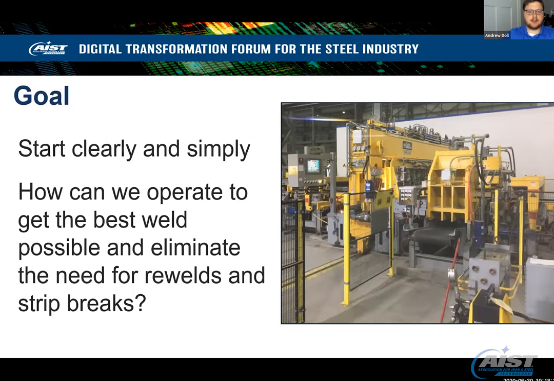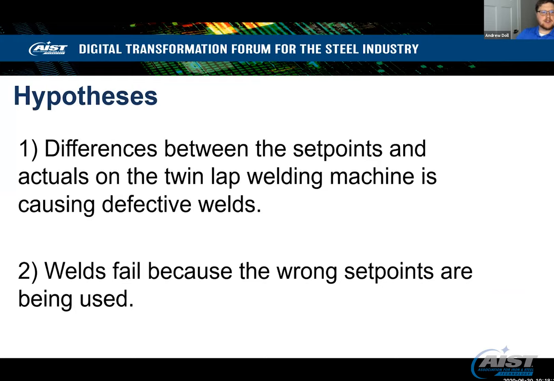We went through several different hypotheses, but two rose to the top as we were doing our analysis. The first one was that the difference between the set points and the actuals in the twin lap welding machine is causing the defective welds. The second one is that welds fail because the wrong set points are being used.